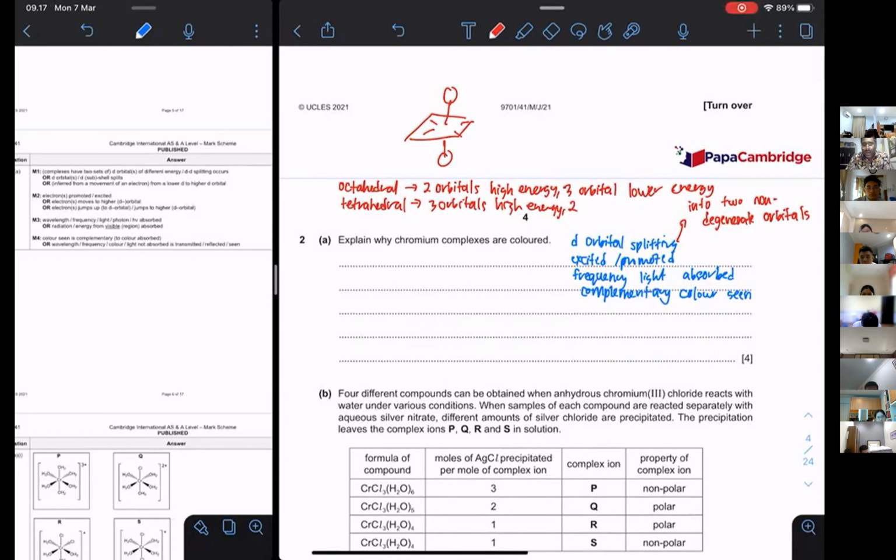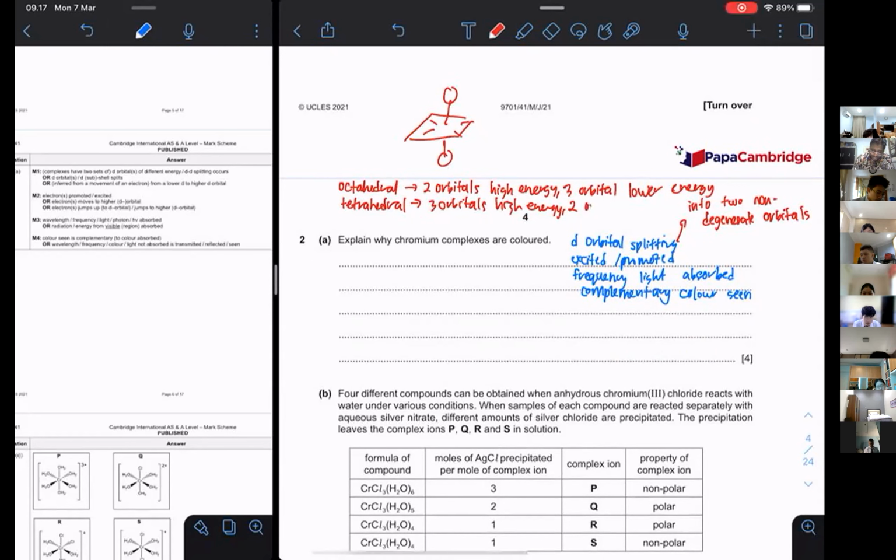So I doubt, they might actually include this as points, and remove certain things like frequency of light absorbed. They may make it combined with complementary color. We don't know, so let's be safe. In this particular question, it's not suitable to explain about this, but in other questions maybe you can apply.